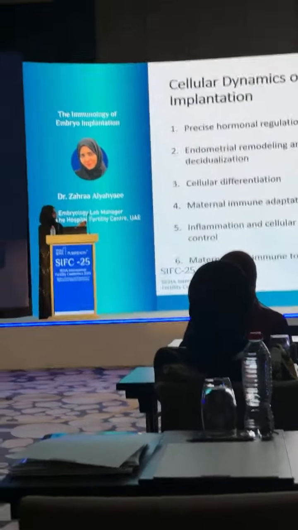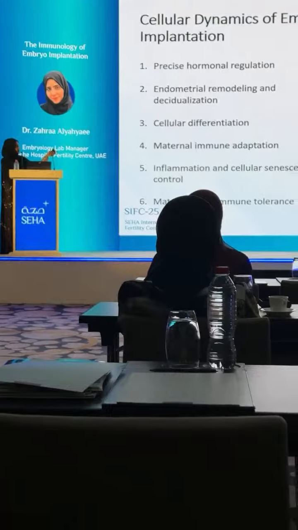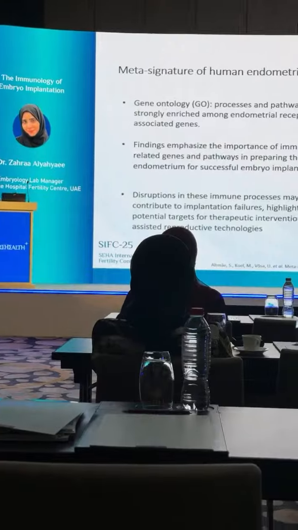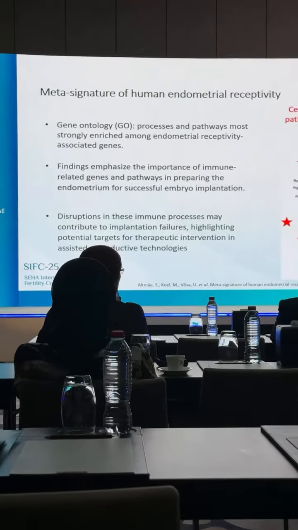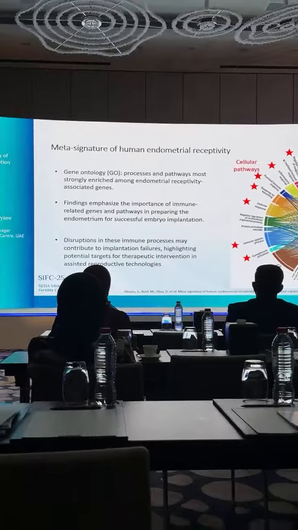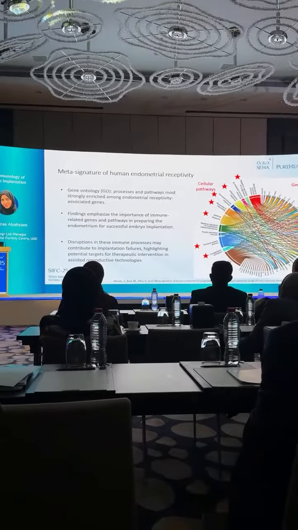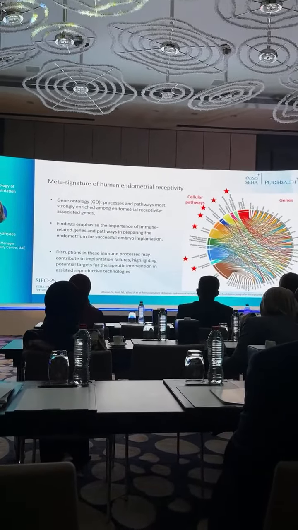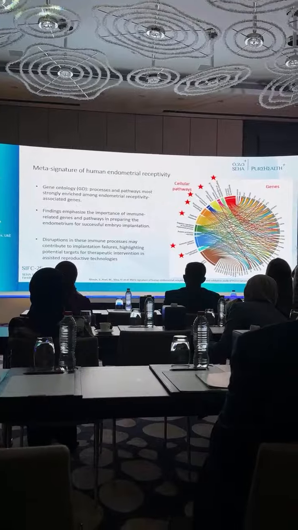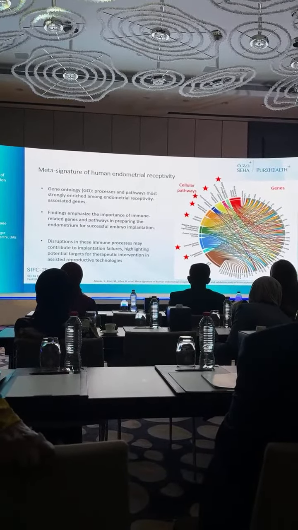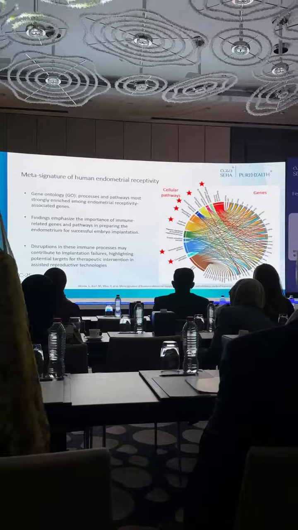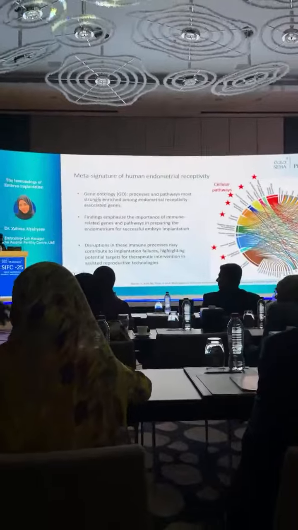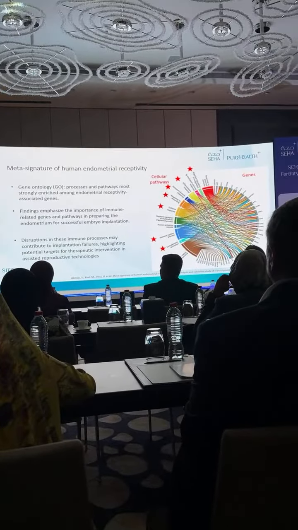So this is on the cellular aspect, where you can see very clearly the different types of cells. But when we go to the gene level, what is extremely interesting that has been shown in this study is that many of the genes that are expressed at the time of endometrial receptivity are actually related to immune regulation genes. So this is highlighting the importance of immune factors in embryo implantation. Disruptions in these immune responses may contribute to implantation failure, highlighting potential targets for therapeutic interventions in ART.